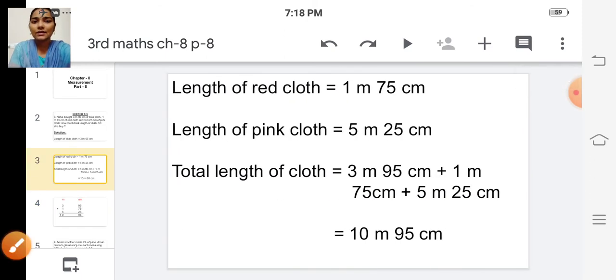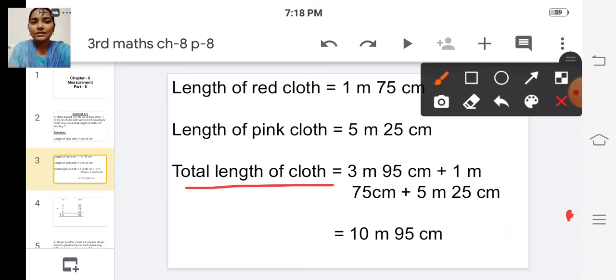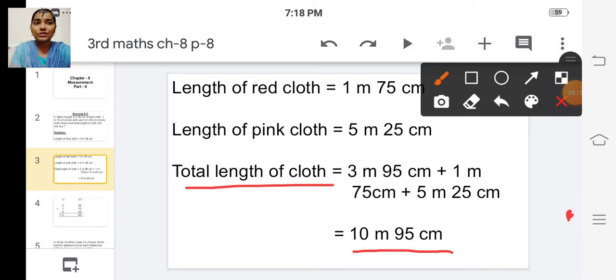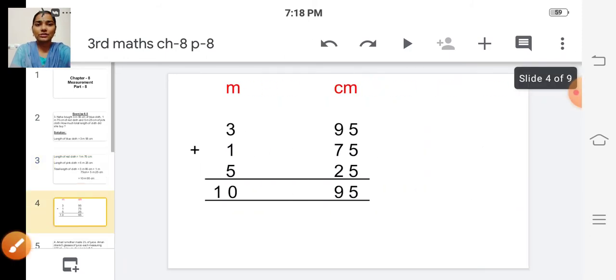So what is the answer? Total length of the cloth is 10 meter and 95 centimeter. You have to read the question properly. Then only you can answer the question.